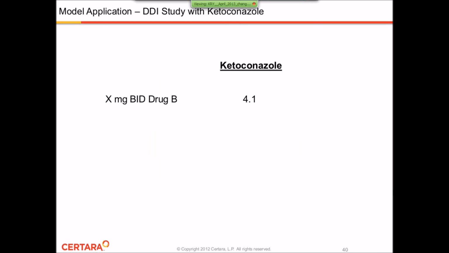So if we then go on and have a look at the dose-dependent effect, you can see that at X mg BID, the result was 4.1. When we increase that dose fivefold, we're getting a decreased interaction. And ultimately, at 25 times that dose, the predicted interaction decreases to 2.4-fold. Let me just explain that to you on the next slide.